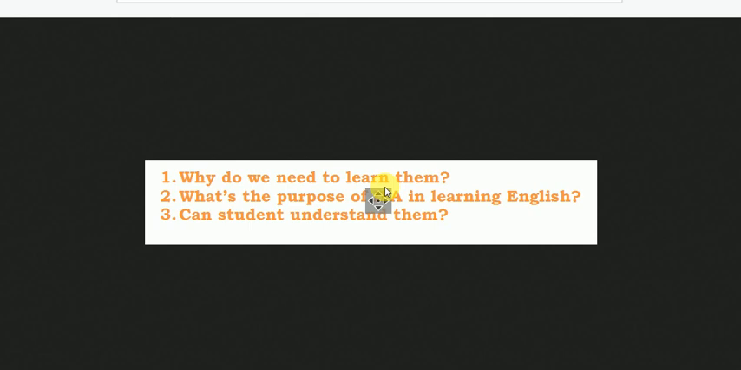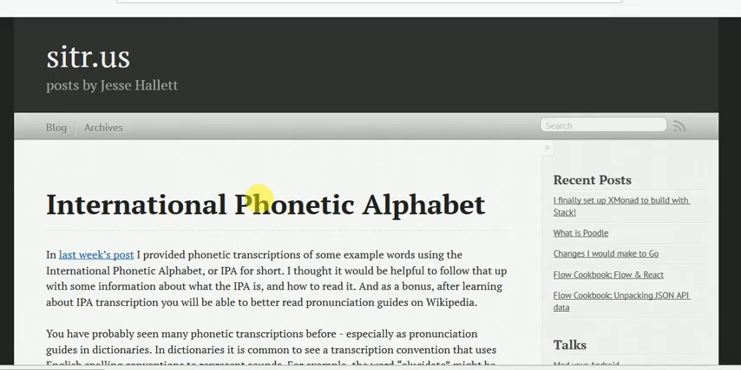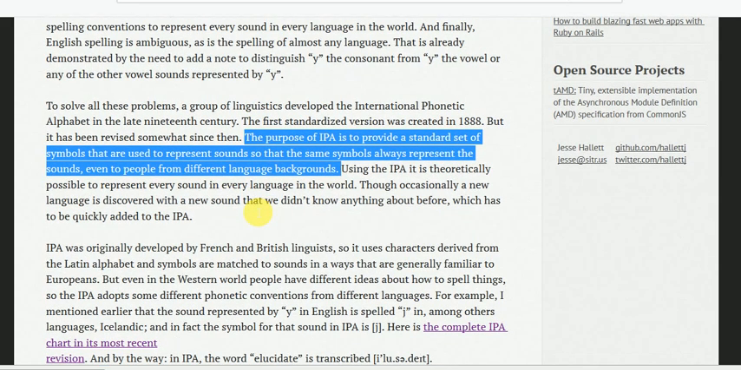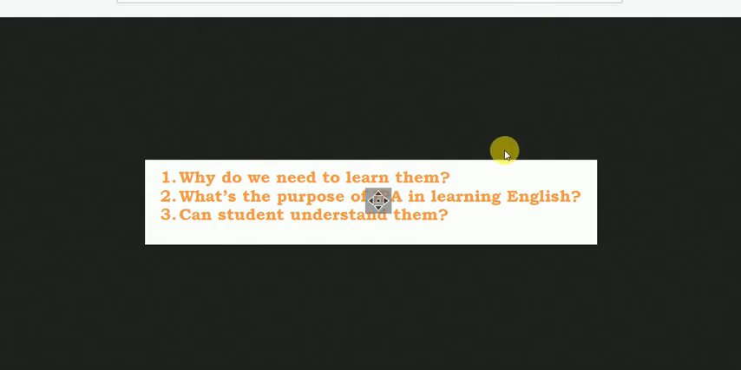An article from citr.us posted by Jess Hallett states, The purpose of IPA is to provide a standard set of symbols that are used to represent sounds so that the same symbols always represent the same sound, even to people from different language backgrounds. The second question was, what's the purpose of IPA in learning English? The letters in English can have different phonetic sounds or no sounds at all. Therefore, spelling is not a reliable source for pronunciation. That's where IPA comes into place.